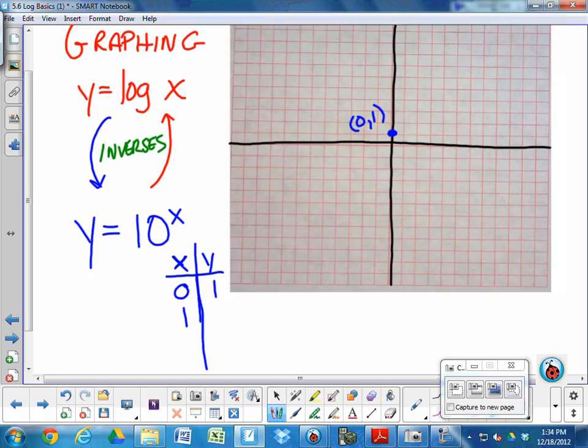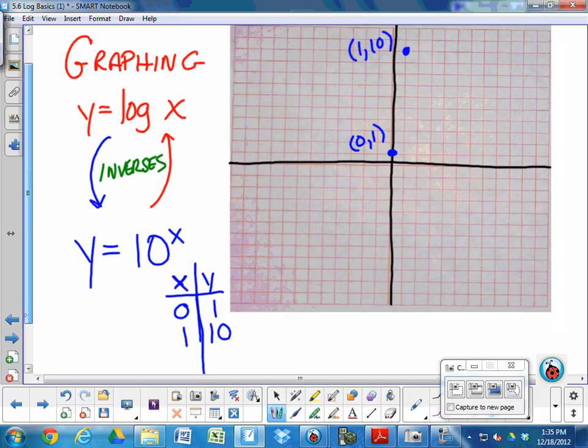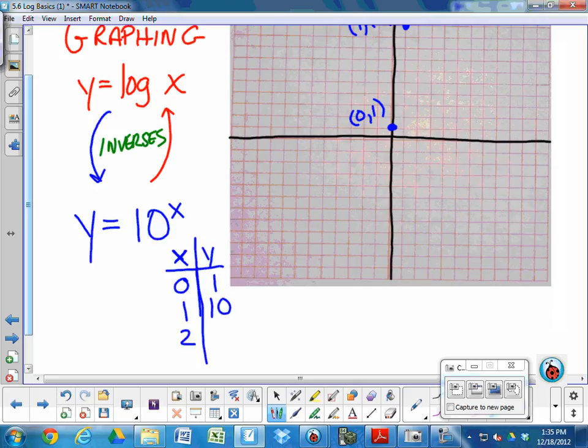And then let's explore more and see what happens when you plug in 1. 10 to the 1. Anything to the 1 is itself. So 10 to the 1 is 10. So this parent function, 10 to the x, goes from 0, 1 way up to 1, 10. That's the next key point on it. So would you say it's rising pretty rapidly? Especially when you plug in 2. If you plug in 2, it would be 10 squared, and 10 squared is 100.